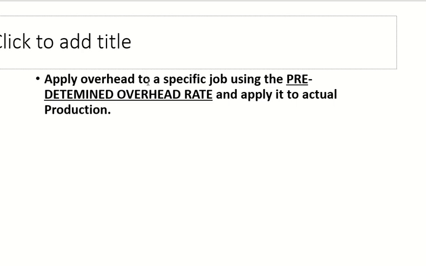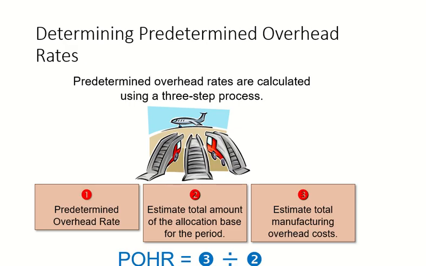Again, we're using a predetermined overhead rate, and how we apply it to a job is by using a predetermined overhead rate. So this is your formula, right? Your predetermined overhead rate equals 3 divided by 2. 3 is the total manufacturing cost. Always put it in the numerator. Total dollar amount divided by the estimated total amount of allocation base for the period.